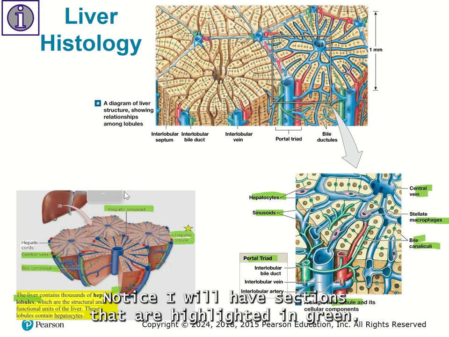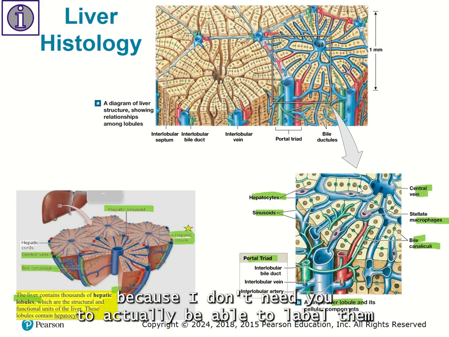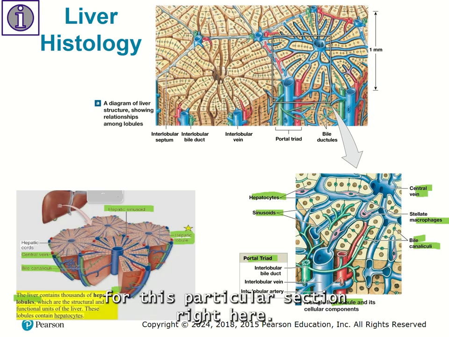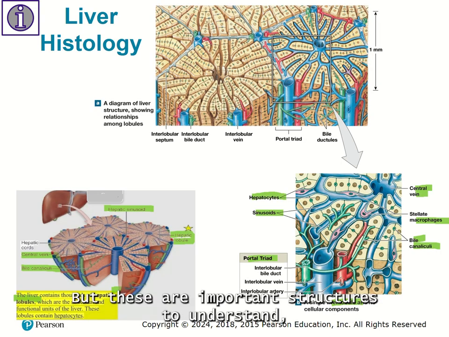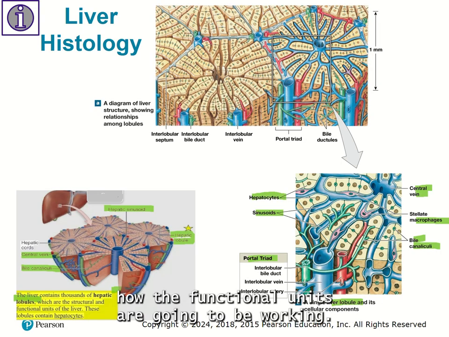Notice I will have sections that are highlighted in green. They're highlighted in green because I don't need you to actually be able to label them for this particular section right here, but these are important structures to understand how the functional units are going to be working.